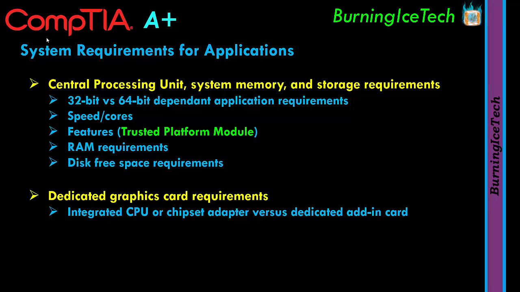So you get integrated CPU or chipset adapters versus dedicated add-in cards. When we say integrated CPU or chipset adapters, that's the graphics card that is built in on the motherboard. It's an onboard card or a built-in card. The dedicated add-in cards are the separate ones you go and buy, the ones that are so expensive. You're going to have to go and sell a sibling on eBay to be able to afford those cards. That's how expensive they get sometimes.